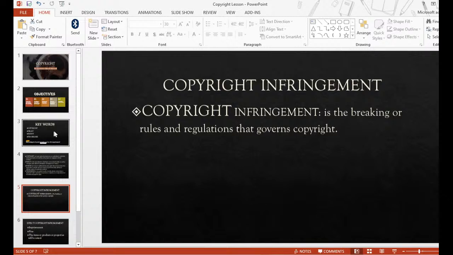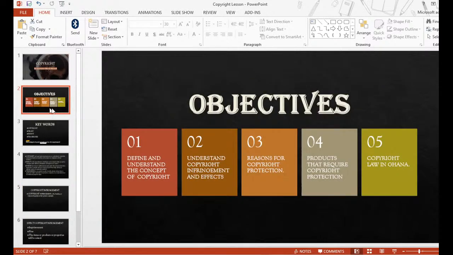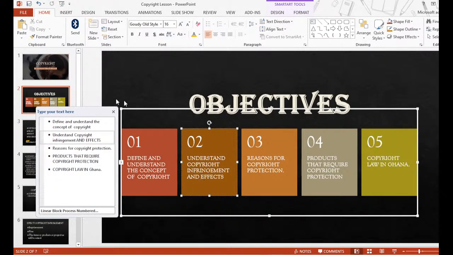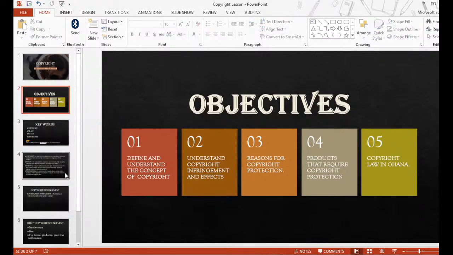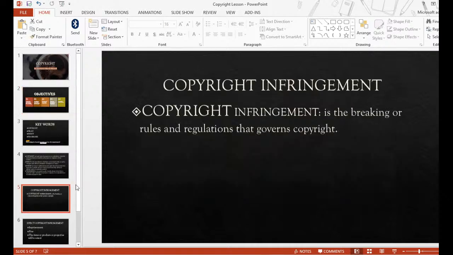So the next thing we want to look at is what we call copyright infringement, which is objective 2. When we check our objectives, the second objective is what? Understanding copyright infringement and its effect. As in, when you infringe upon copyright, what is the effect of infringing upon copyright? That is the objective we want to look at here.